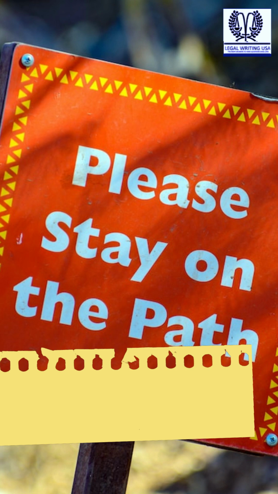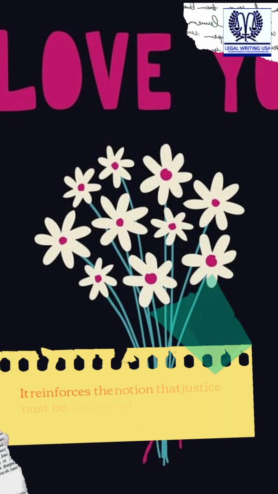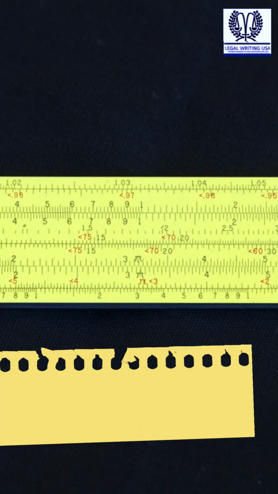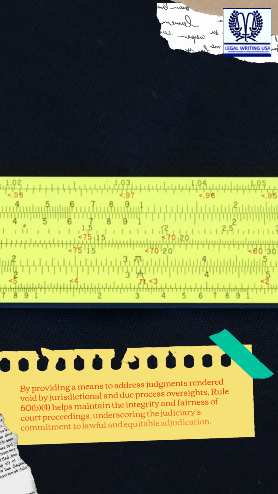In summary, Rule 60(b)(4) serves as an essential corrective mechanism within the Federal Rules of Civil Procedure, safeguarding the legal system's foundational principles. It reinforces the notion that justice must be administered fairly and within the bounds of legal authority. By providing a means to address judgments rendered void by jurisdictional and due process oversights, Rule 60(b)(4) helps maintain the integrity and fairness of court proceedings, underscoring the judiciary's commitment to lawful and equitable adjudication.